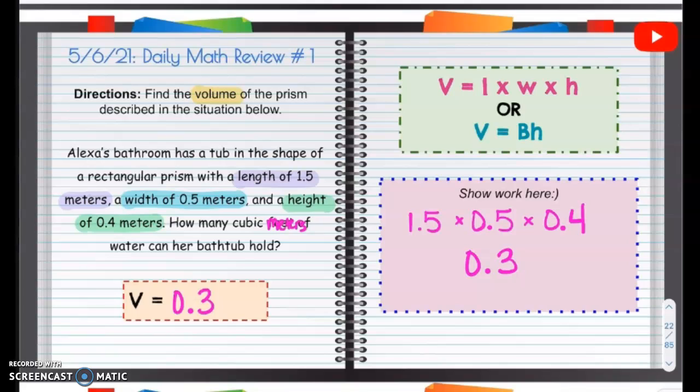Meters should be meters cubed because volume is of a 3D object or a 3D image. So it is going to be 0.3 meters cubed. And that's going to be it for our DMR number 1. Great job.